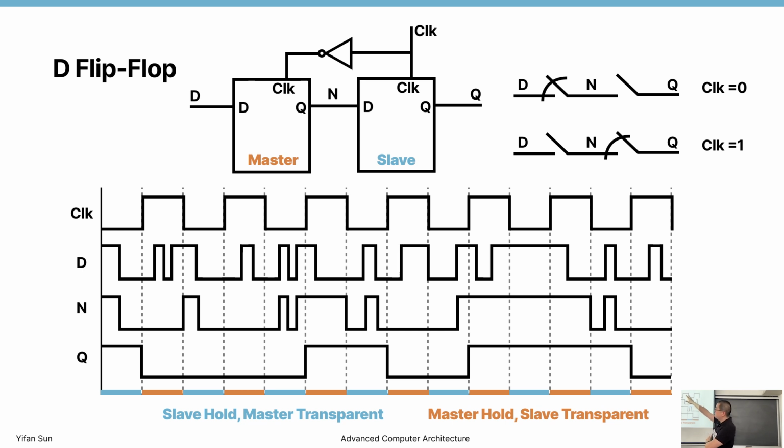Now we note some labels. The first label is D, the second label is N, the third one is Q. And the D signal is just some random signal that we put here. Let's look at N. N will have a transparent period when the clock is 1, right? D to N is transparent when the clock is 0. So it's transparent here, here, here, here, here, and here, right? And it holds when the clock is 1.